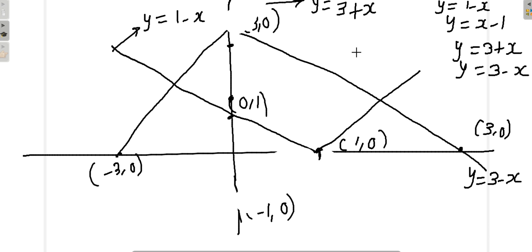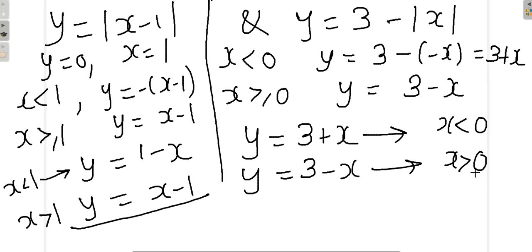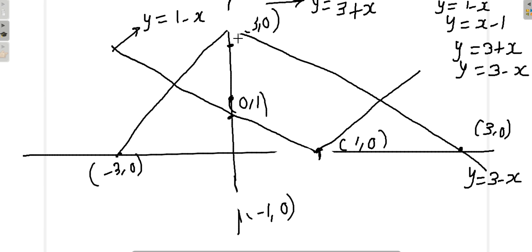And the last part, y equal to 3 minus x is valid, you can see here, for x greater than 0, that is right of x-axis. Means this region. So now you can see you get a rectangle. You get a quadrilateral, not necessarily a rectangle. What are the vertices? This is 3 comma 0. This is 1 comma 0. We have to find out the coordinates of this point of intersection.